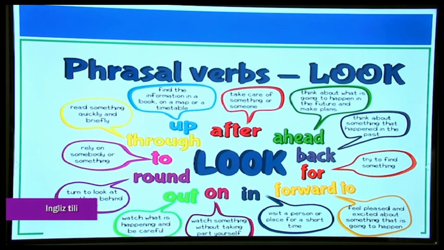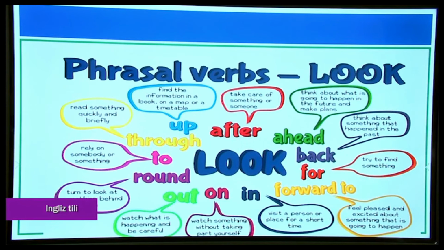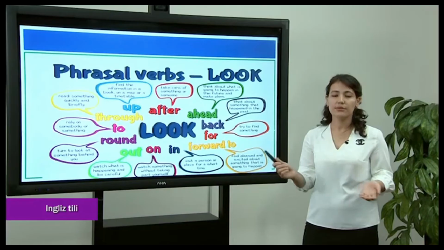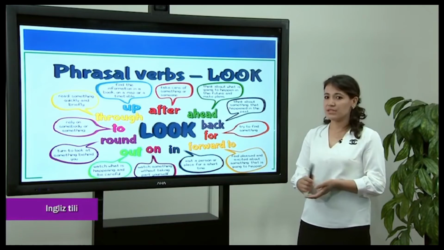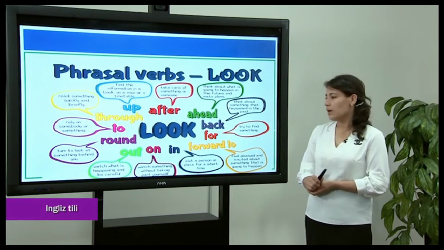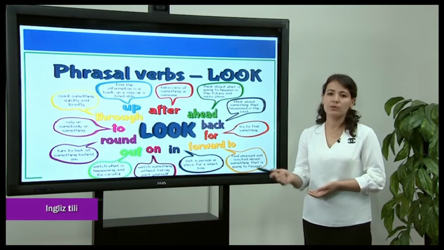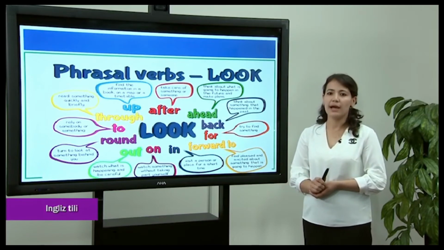But you should remind your pupils that different prepositions and adverbs change the meaning of the base verb look. For example, when look up means find the information in a book, on a map, or a timetable, look through means reading something quickly and briefly. Or maybe there is another example. Look for means trying to find something, but look forward to means feeling pleased and excited about something that is going to happen.